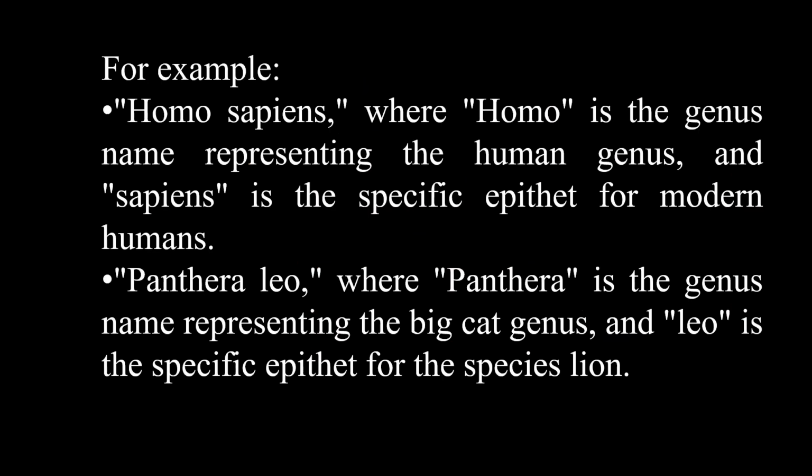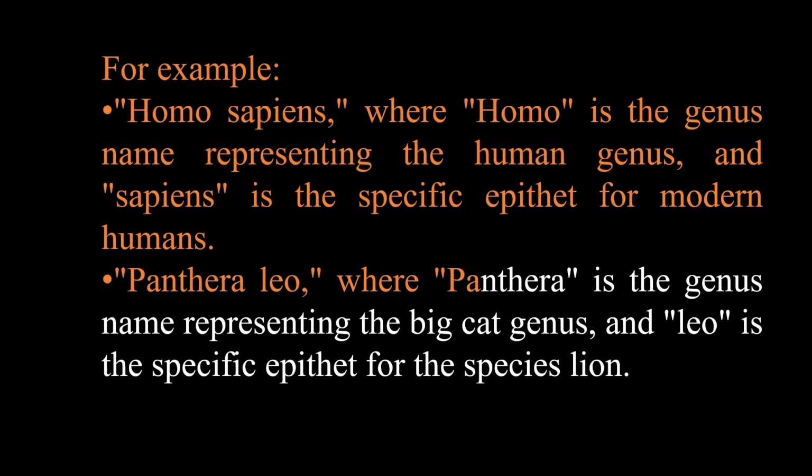For example, Homo sapiens, where Homo is the genus name representing the human genus, and sapiens is the specific epithet for modern humans. Panthera leo, where Panthera is the genus name representing the big cat genus, and leo is the specific epithet for the species lion.